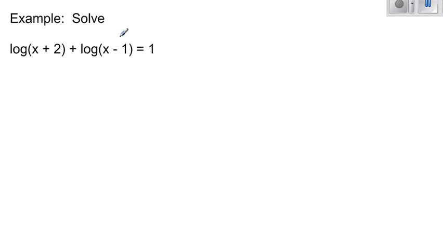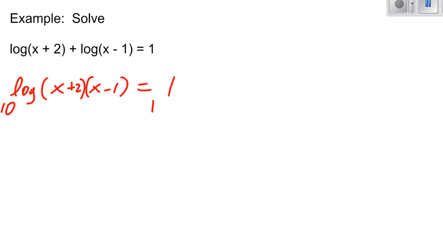And the last one we're going to look at, we have 2 logs. We know that when you have logs with the same base, 10 in this instance, if it's addition, you combine them by multiplying. So this is log of x plus 2 times x minus 1 equals 1. Make 10 to the power on both sides. So we have x plus 2 times x minus 1 equals 10 to the 1st, which is 10.